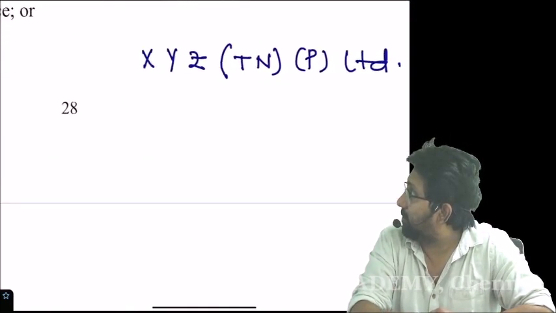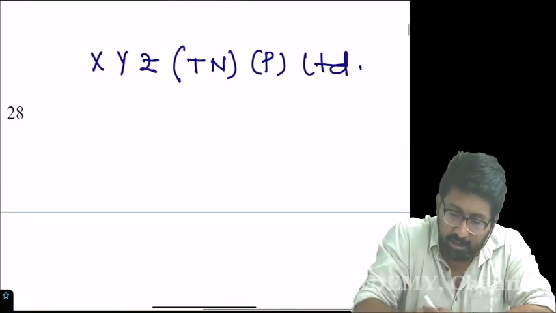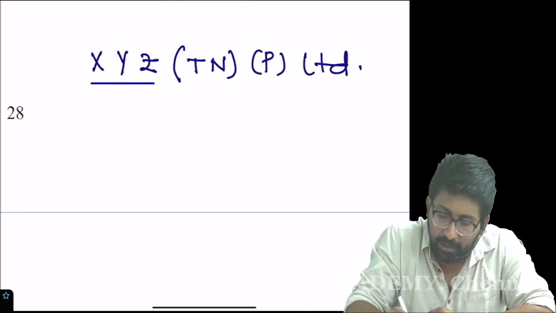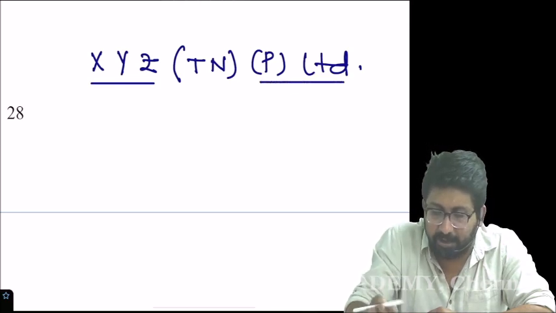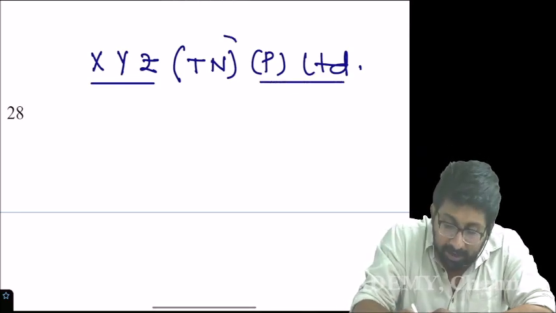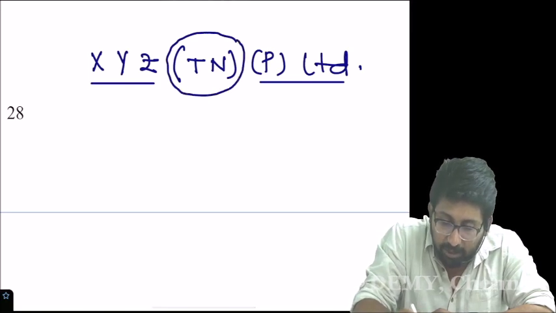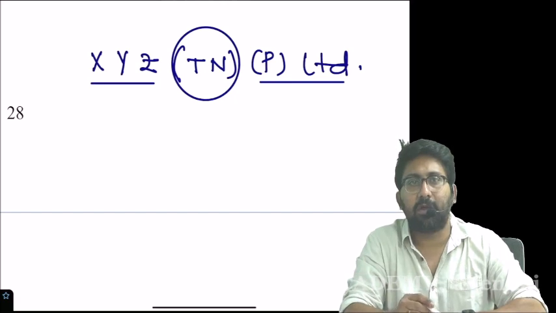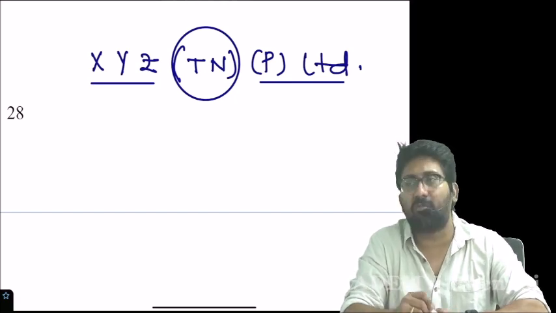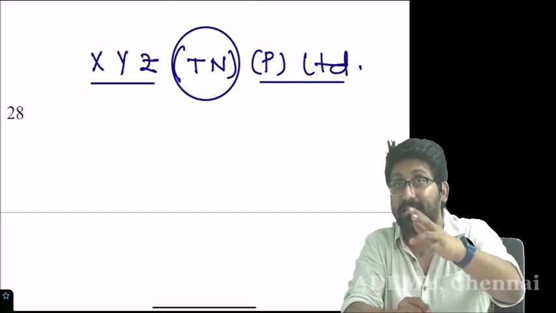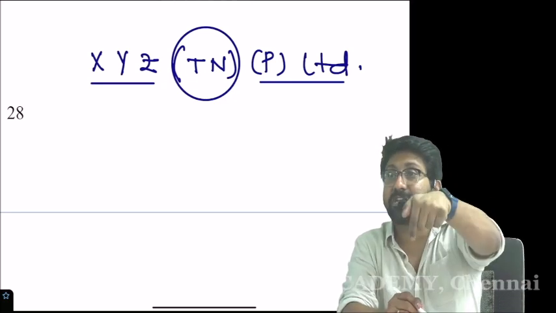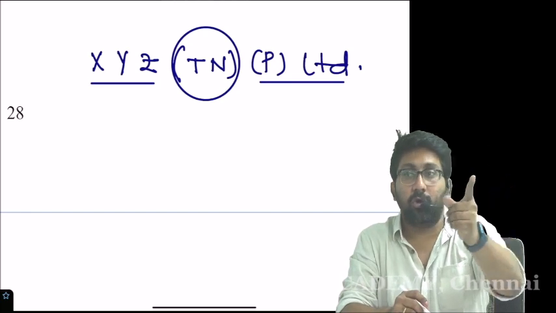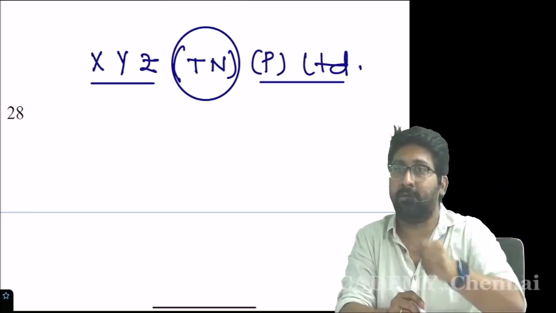Now if you observe clearly, XYZ is the name of my company. Nature of liability is private limited. But in the middle what I added? Tamil Nadu I added. The name of a state I added here. Because of adding the name of a state here, what will happen automatically when a person sees it, he will expect that this is which company? That mistake you should not do. Don't create a false impression.